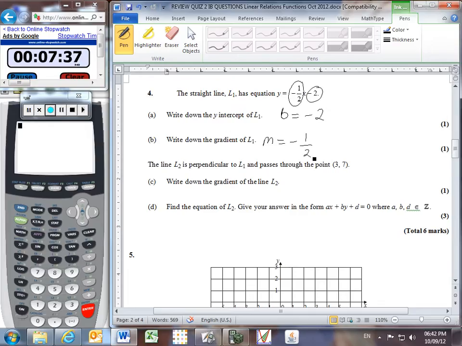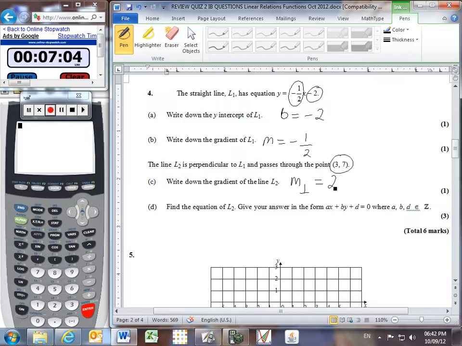Part C. Given that line L2 is perpendicular and passes through this point, first they want the gradient. Once again, we know that perpendicular lines have slopes that are negative reciprocals. And so the negative reciprocal of negative 1/2 will be positive 2 over 1, which is just like saying positive 2. And part D, the equation of line 2. We know what the point is, (3, 7), and we know what the slope is, positive 2.